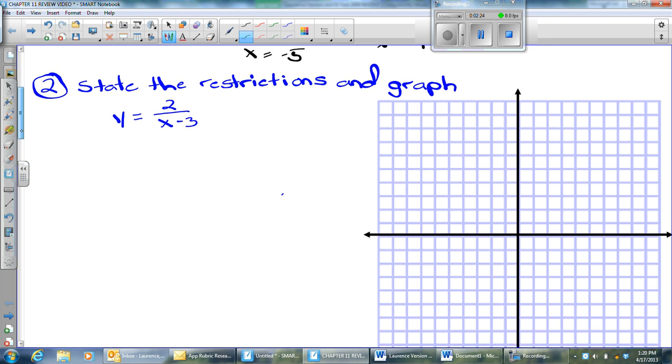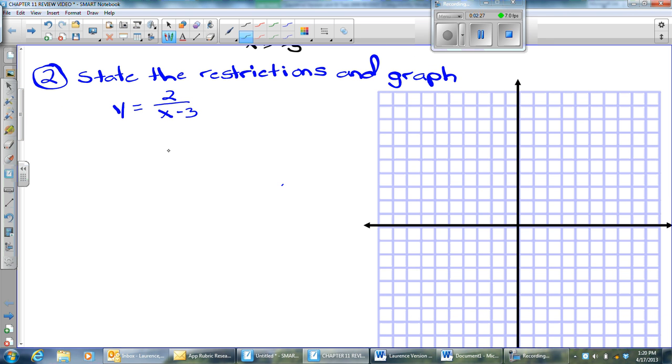Okay, the next one says state the restrictions and graph. So for this one, the restriction right now, we're going to set x minus 3 equal to 0. Solve for x equals positive 3. So our asymptote is going to be, what am I looking for? Here it is. It's going to be 1, 2, 3 right here.